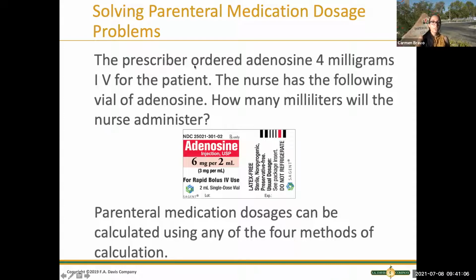Okay, so let's work on this problem. It's just knowledge to see if you guys can catch that information. The order says the prescriber ordered adenosine 4 milligrams IV for a patient. The nurse has the following vial of adenosine, and the question is, how many milliliters will the nurse administer?